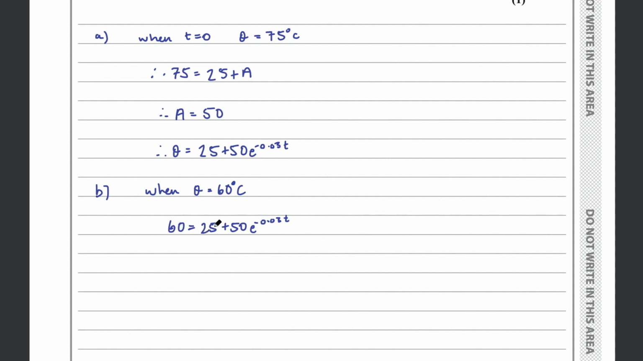So then take 25 from the left hand side, and I'll just flip it around. So then we can say that 50 e to the power of negative 0.03 t equals 60, take 25, that's 35. And then e to the power of negative 0.03 t equals 35 divided by 50.